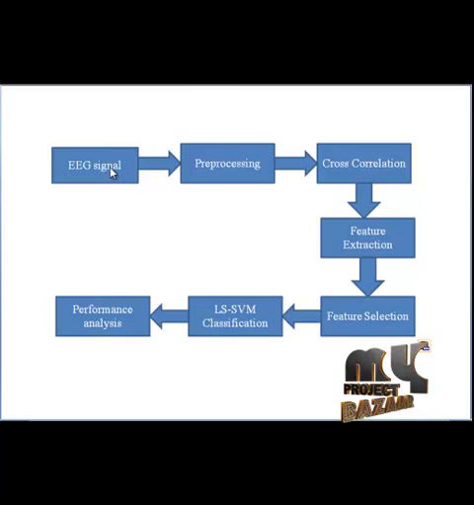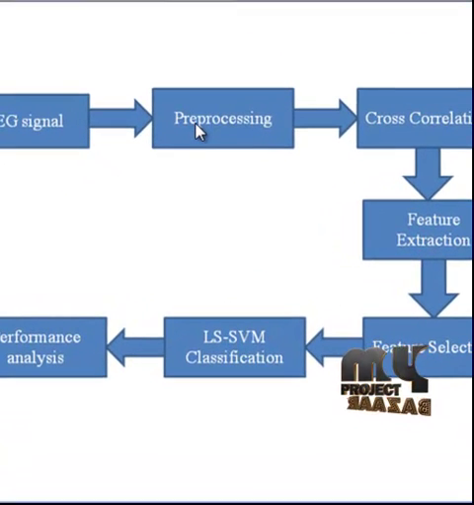The input EEG signals are initially pre-processed. The pre-processing of the signals refers to the removal of the noises from the signals. Using the filters, the noises in the signals were removed. The signals are separated into channels and pre-processing is applied.